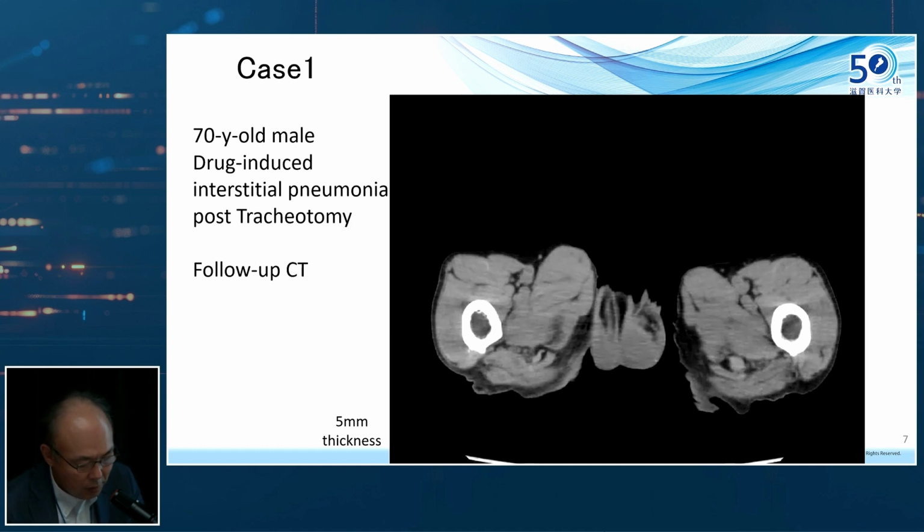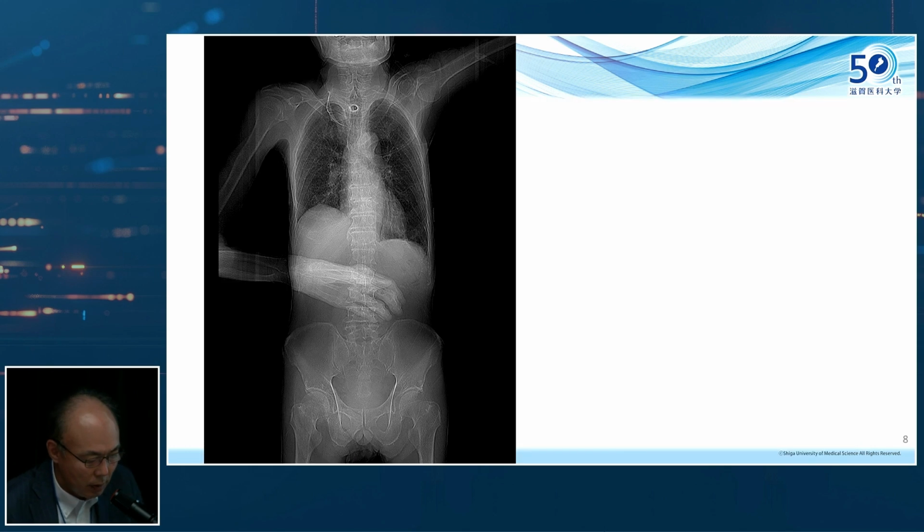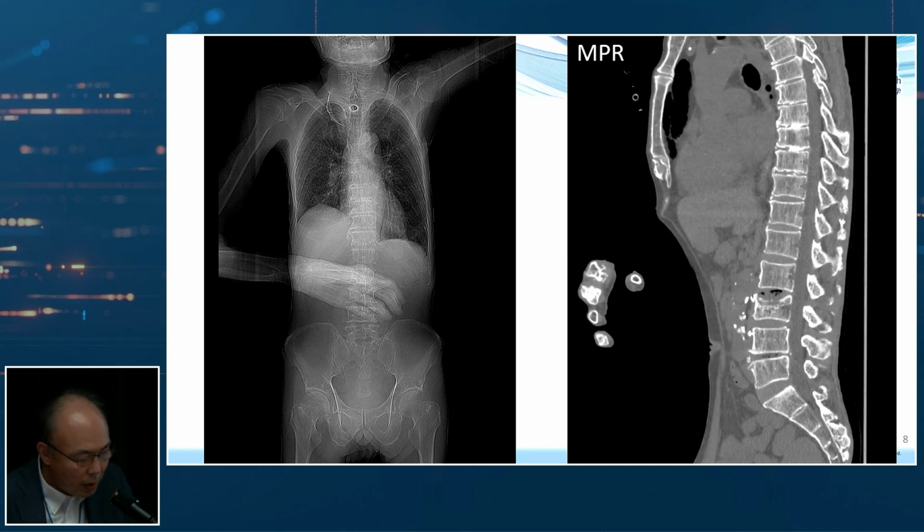Yes, maybe it might be difficult. But this is also the scout. In this case, it is a little difficult, but when we make this sagittal image, it is very easy to find the compression fracture at L3.